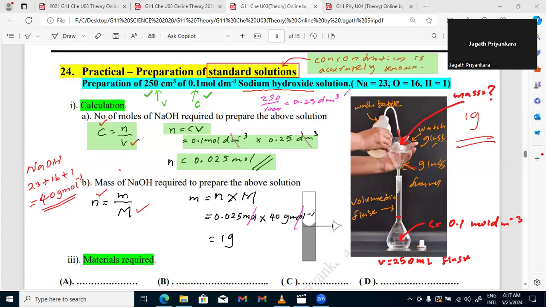So this is how it's done. Because through the narrow neck, you can't transfer this 1 gram of NaOH. That's why we need the funnel. And you have to dissolve that using distilled water. And this is the 250 mark. That is also very important. There's a mark on the neck of the flask, the 250 ml mark. So when you fill the solution up to this mark, it occupies exactly 250 ml. Then you get the concentration of 0.1.